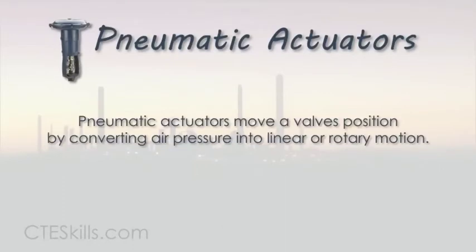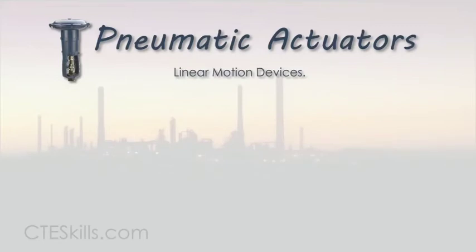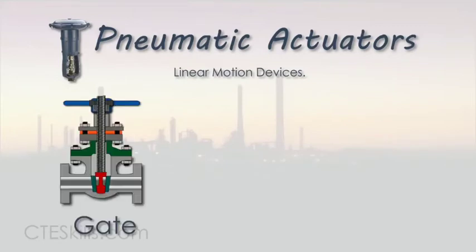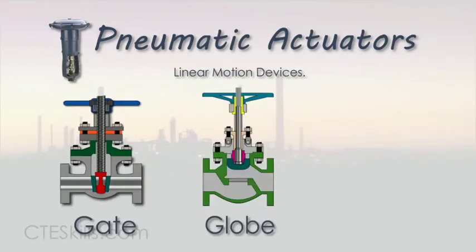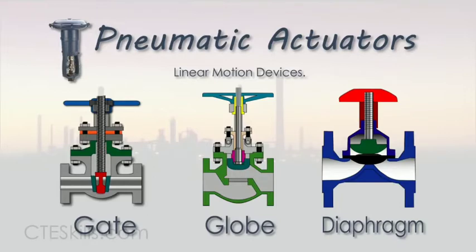Pneumatic actuators move a valve's position by converting air pressure into linear or rotary motion. Linear motion devices open and close valves such as gate, globe, diaphragm, and others with a sliding stem to control the position of the flow control element.